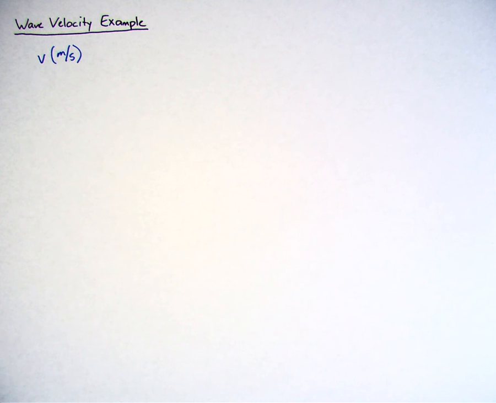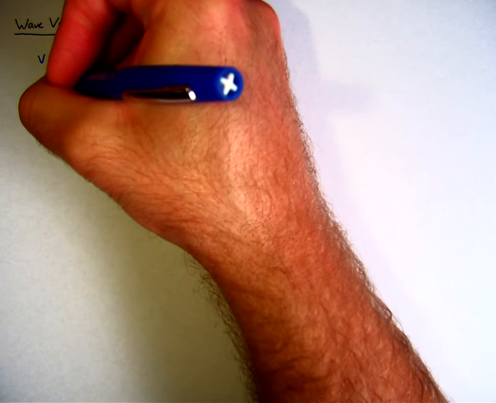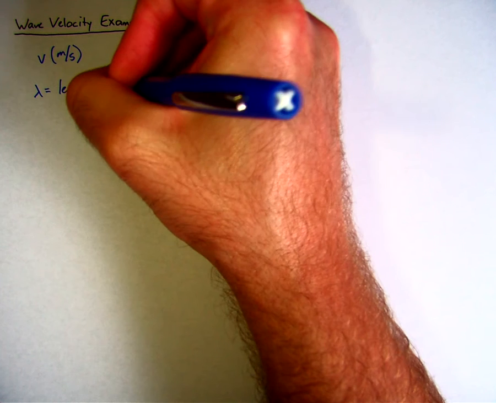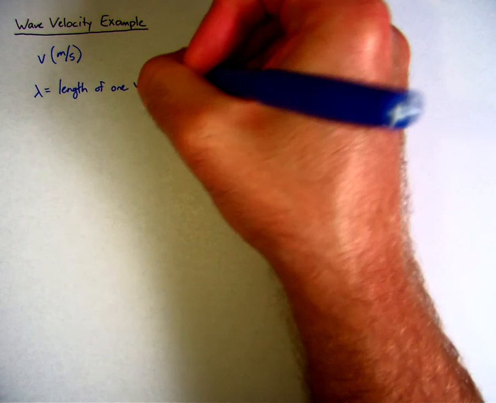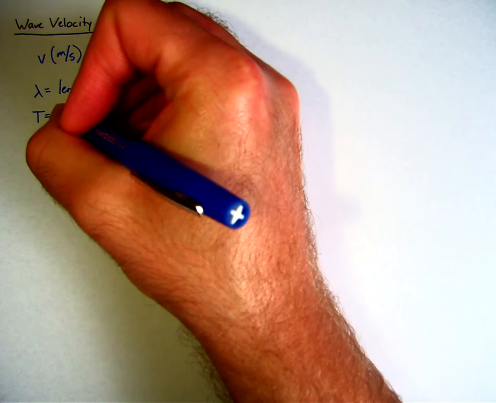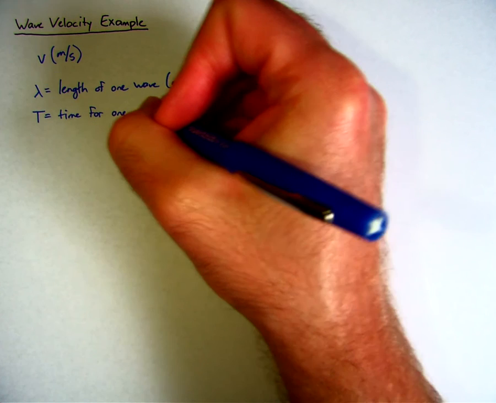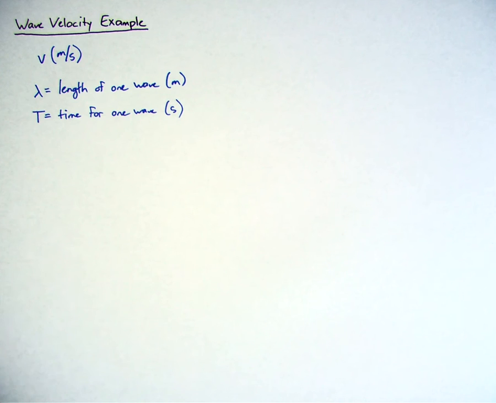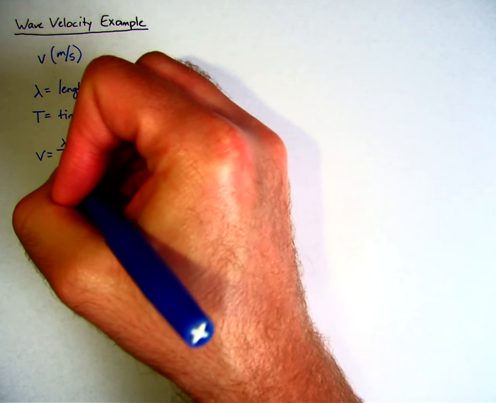And luckily, we already know both of those, because we know that the wavelength is the length of one wave, and that's already in meters. So we know that. Now, in terms of the time, we know the period is the time for one wave in seconds. So if we really wanted to find the wave velocity, all we have to do is take the wavelength divided by the period.